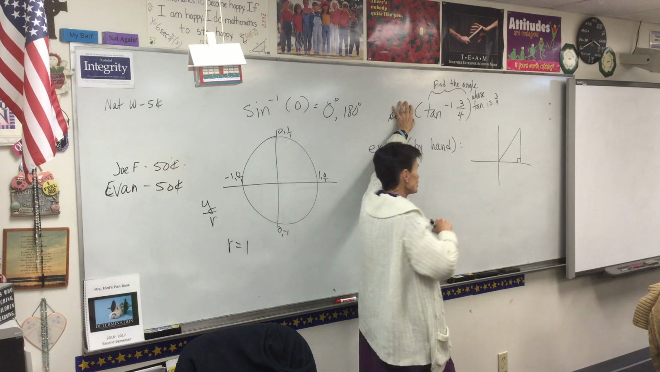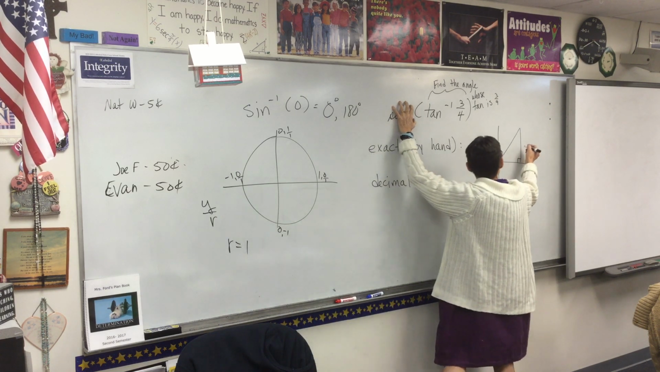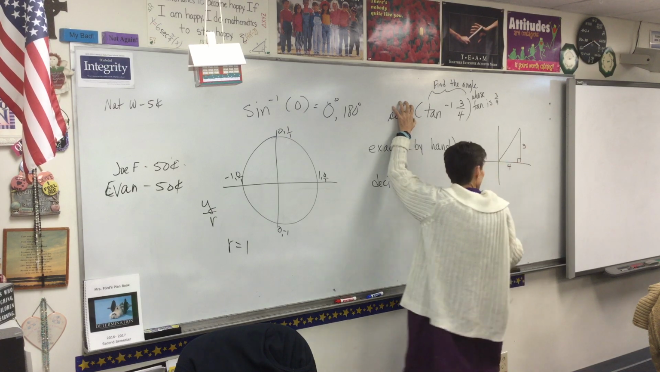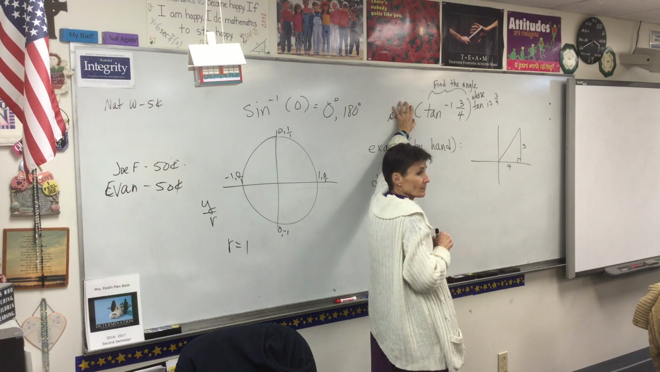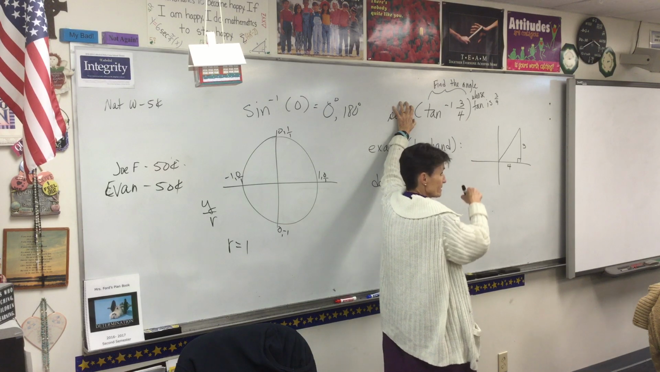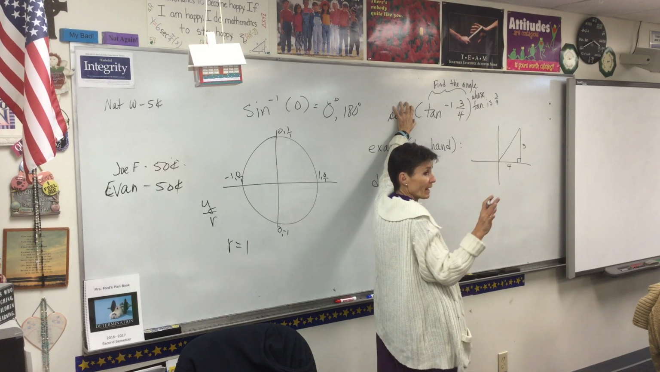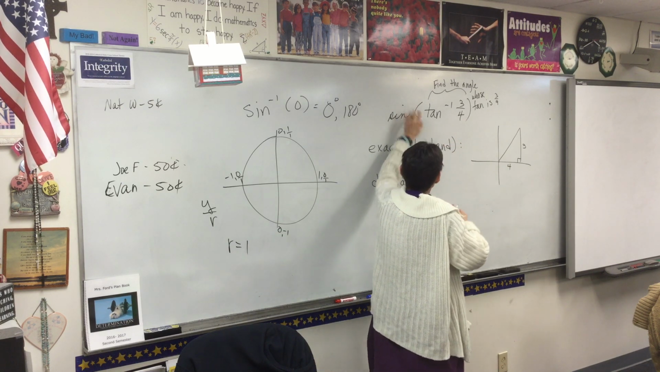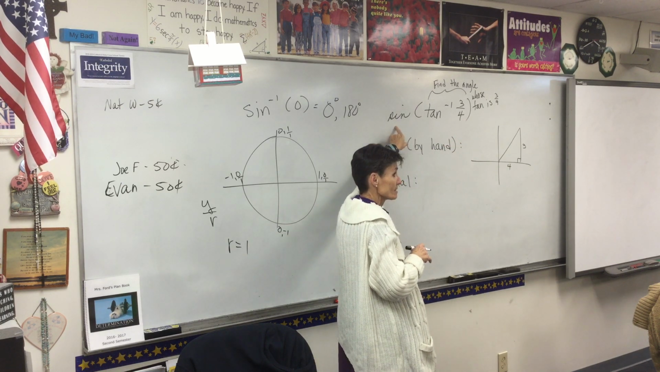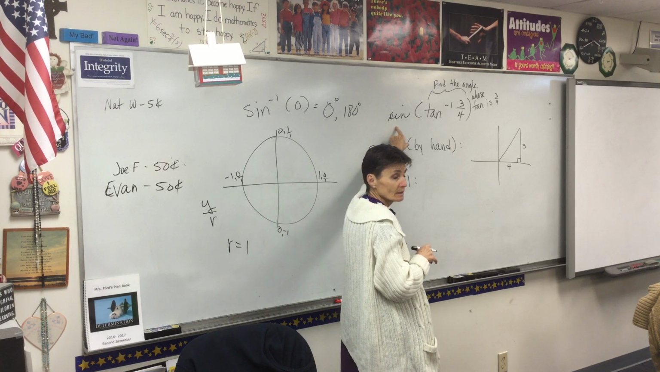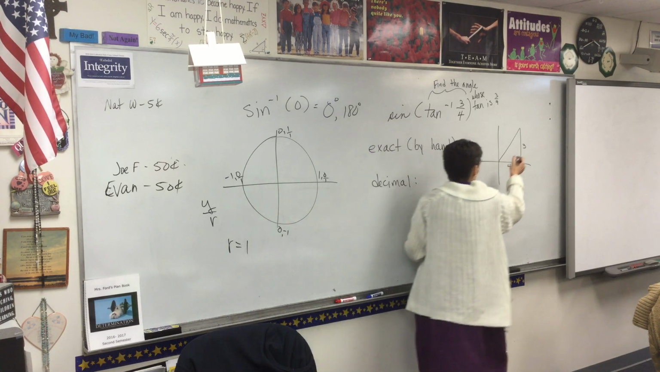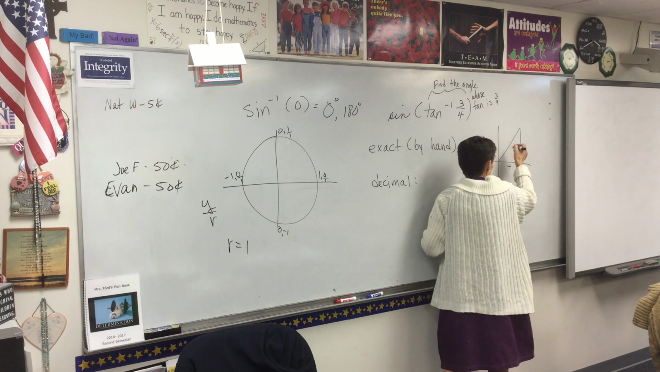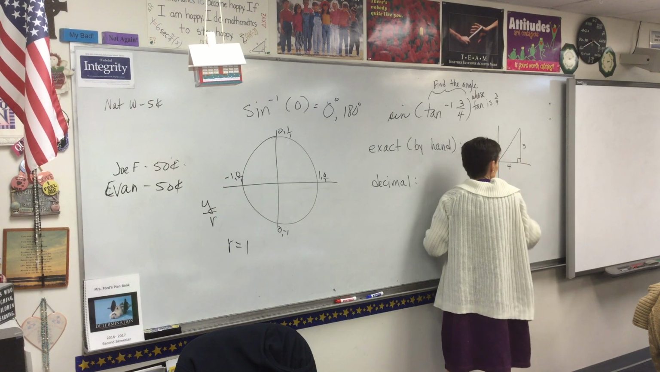If the tangent is 3/4, wouldn't the triangle look like that? Now, is that a 30 or a 60 or a 45? No, but I don't care. Because the problem doesn't say find the angle, it says find the sine of the angle. So I need opposite over hypotenuse, so I need to find my hypotenuse. How will I do that?